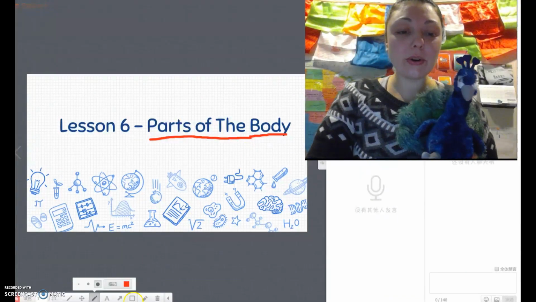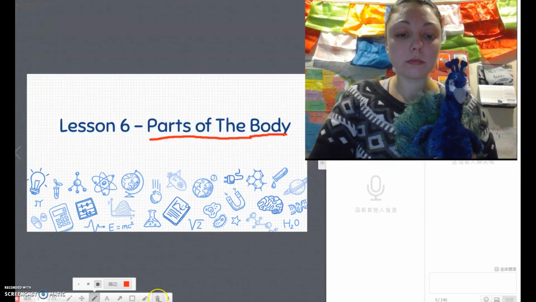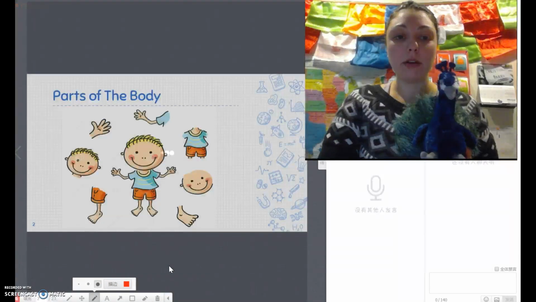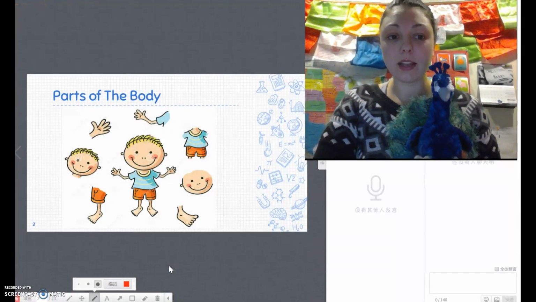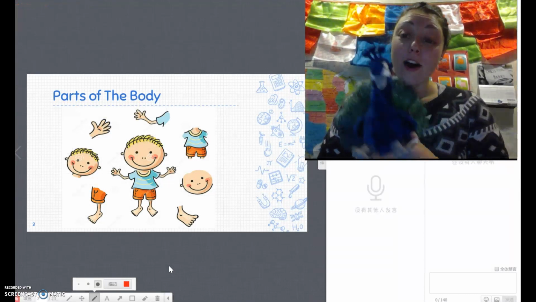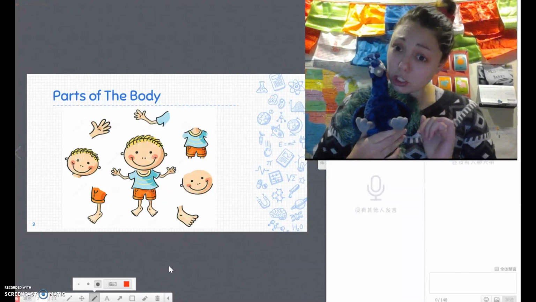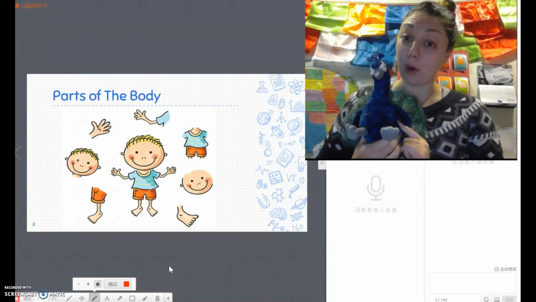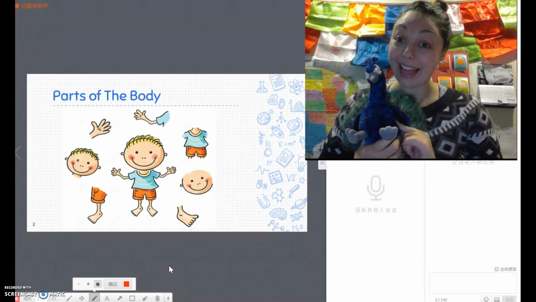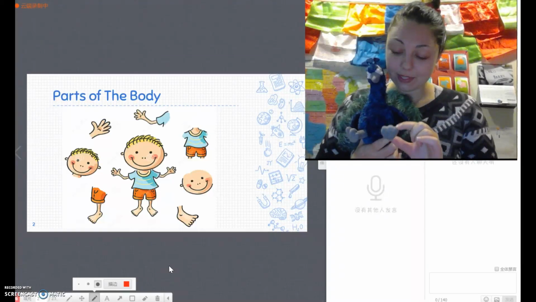Cool. So let's start talking about the parts of the body. So our friend Lily is going to be here to help us. So let's just do a quick overview of parts of the body.